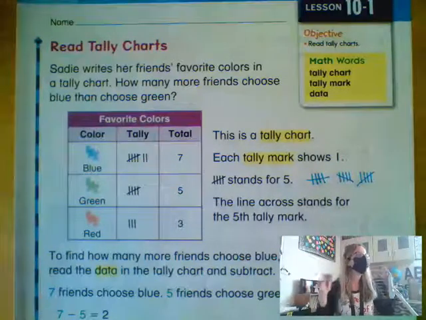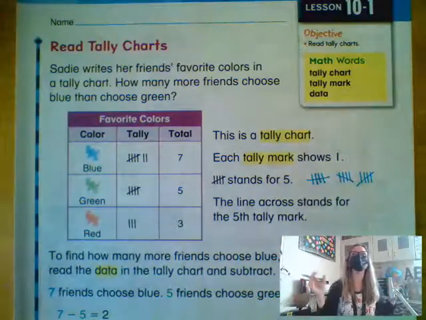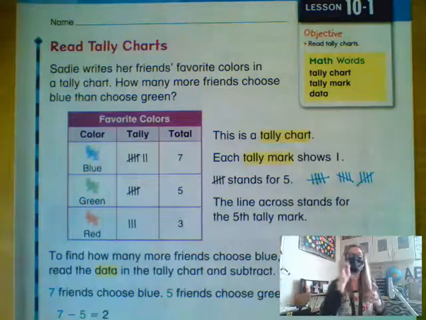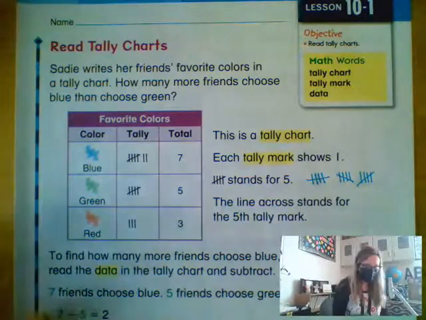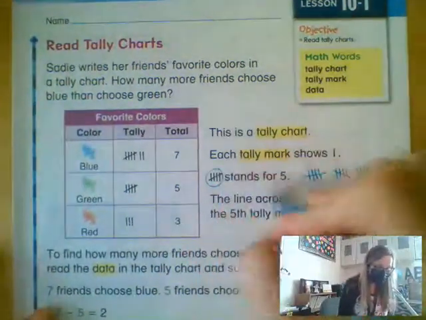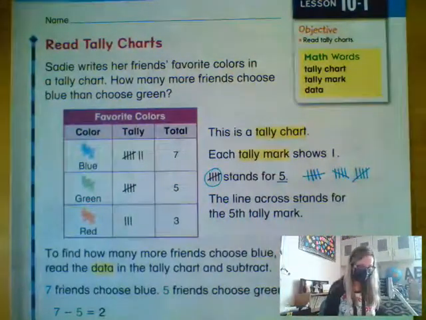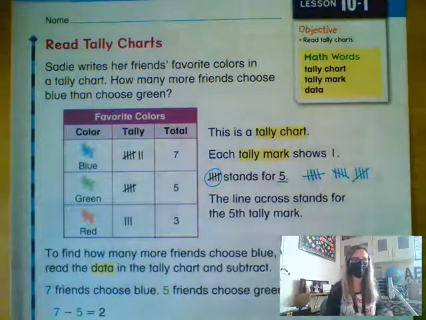And we do that because as we get into more and more tallies, it becomes much easier to count by fives than having to count every single line by one, okay? So each time we get to this, we see that stands for five tallies. And the line across represents that fifth tally mark.